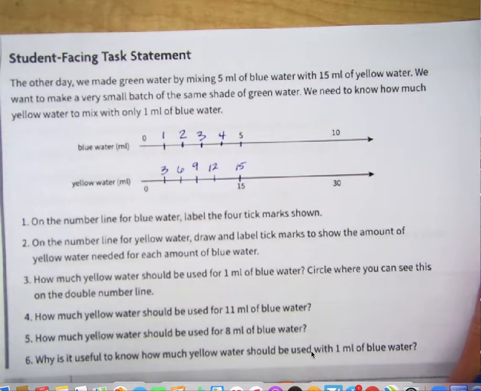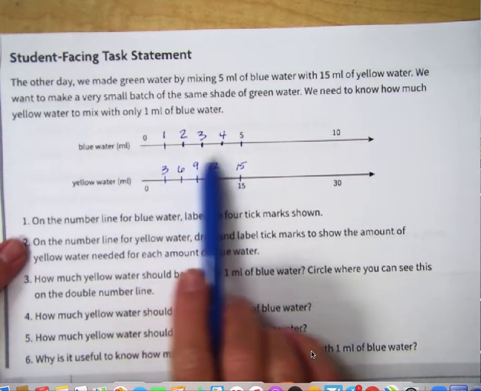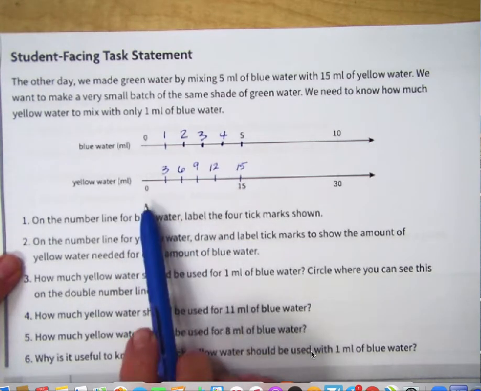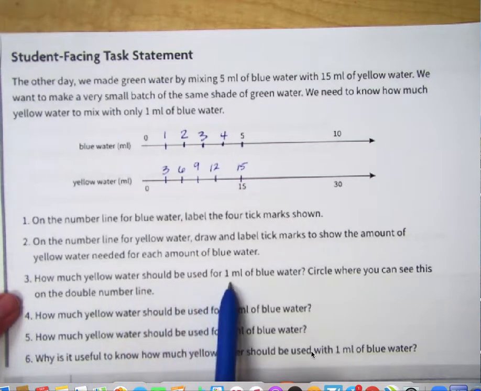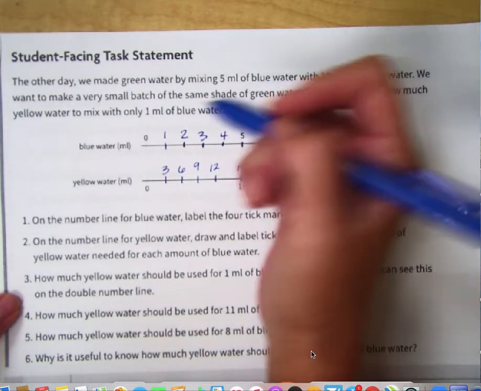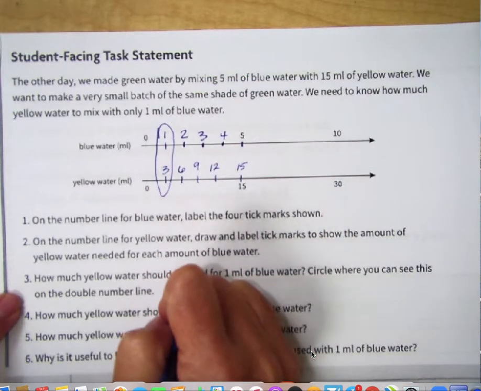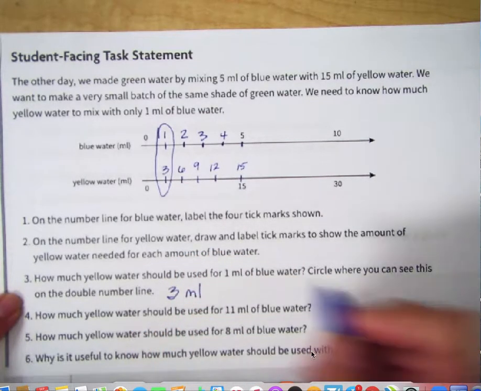All right. So, how much yellow water? I'm sorry, I'm getting ahead of myself. On the number line, label the blue. On the number line for yellow, draw and label tick marks. We did that. How much yellow water should be used for 1 milliliter of blue water? Right there. 3. 3 milliliters of yellow.